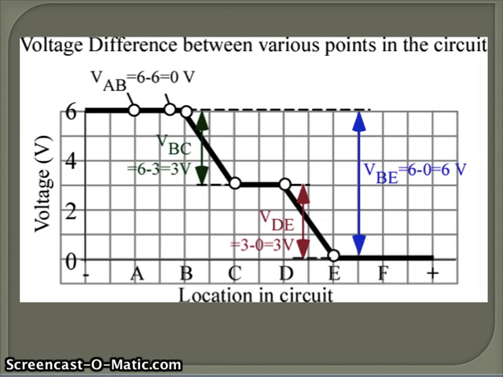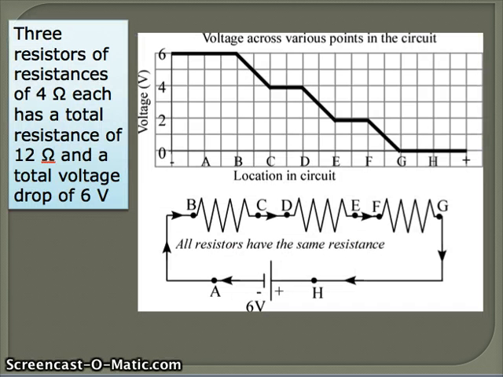Now let's look at some problems together. In this problem, it says 3 resistors of resistance 4 ohms each has a total resistance of 12. 4 times 3 is 12. And a total voltage drop of 6. Now, in order to calculate the current would simply be 6 volts divided by 12 ohms to be 0.5 amps. That's how you calculate current: the voltage divided by the total resistance.